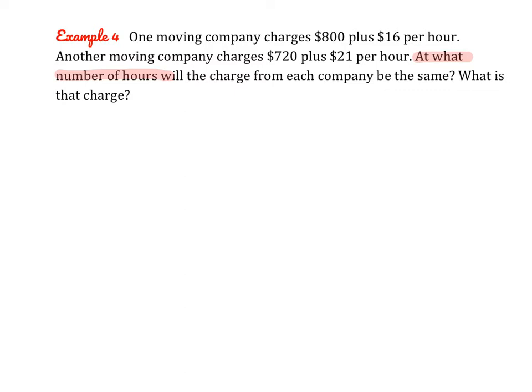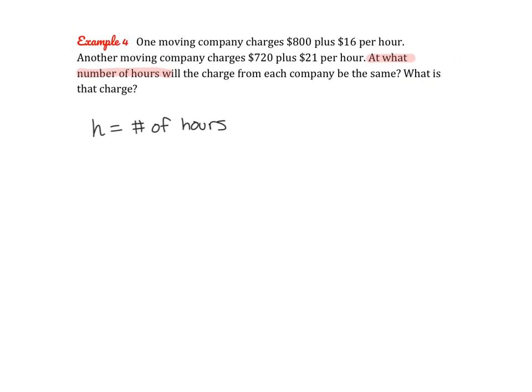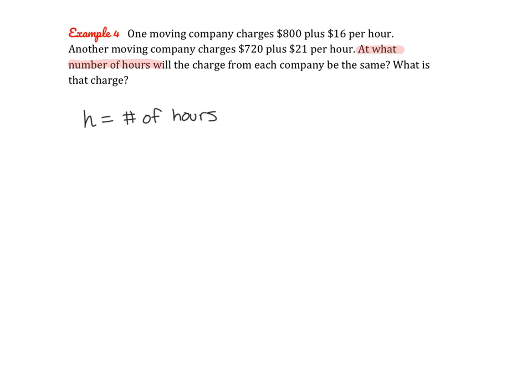So let's start by defining that variable. Since they're asking how many hours, we'll say H equals the number of hours. So they want us to make an equation that would describe when the cost for each company is the same. So again, we'll do an expression that represents how much company A costs, and we'll set it equal to an expression that represents how much company B costs.